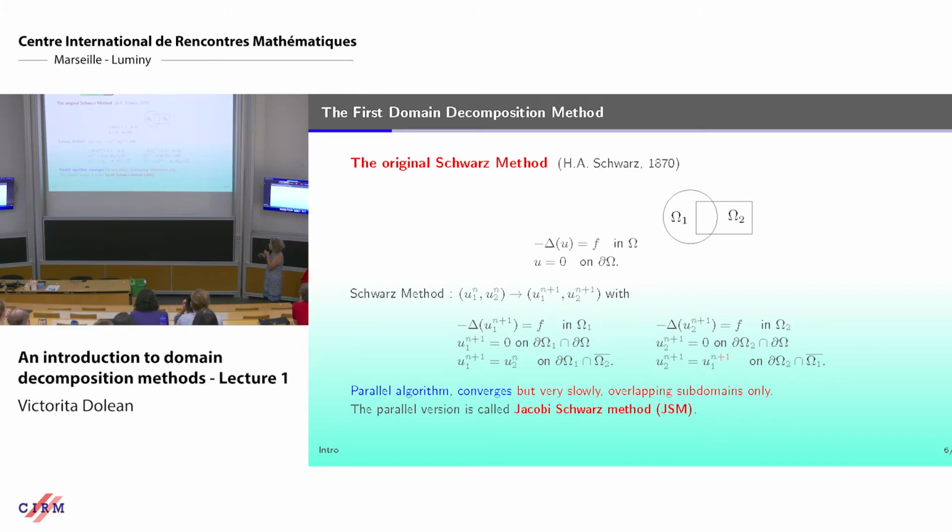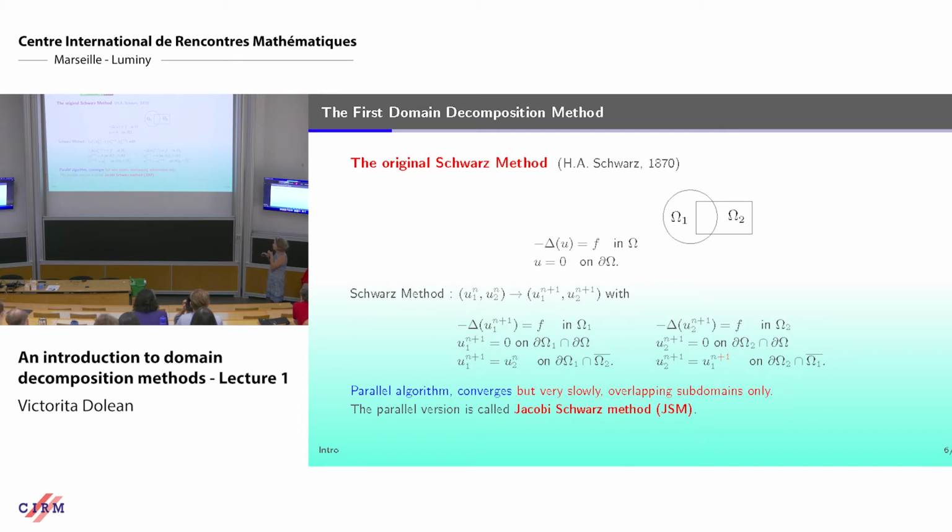So this is an alternating method, because you solve first here, then you get the solution, you give the solution to the second domain, which will solve, and you give it back, and so on. So this is an alternating method, right?